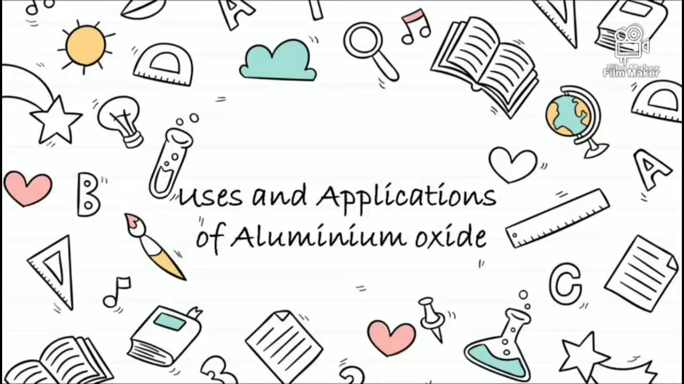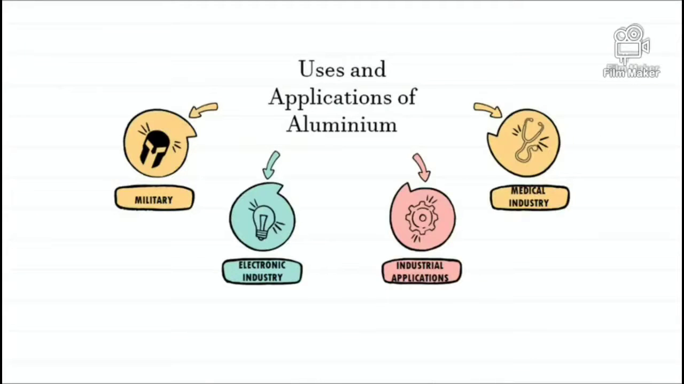Hello and Assalamualaikum. My name is Nurzulika binti Asmadi, and for my turn, I'll explain the uses and applications of aluminum oxide. Right now, I want to let all of you know that there are a lot of uses and applications of aluminum, such as in the military, electronic industry, industrial applications, and medical industry.